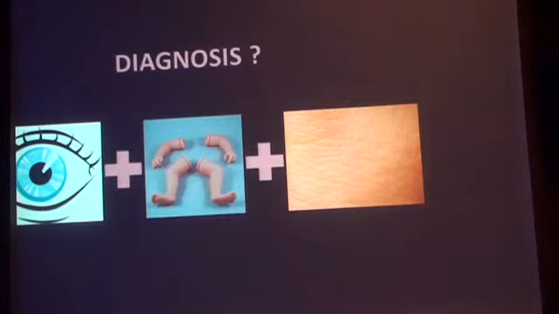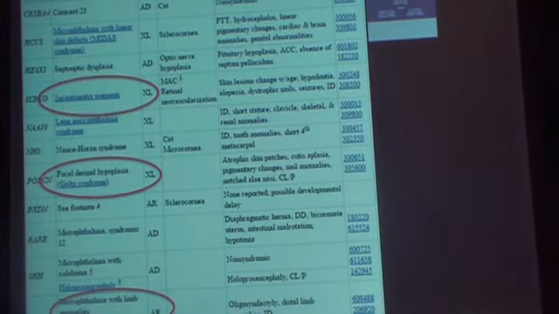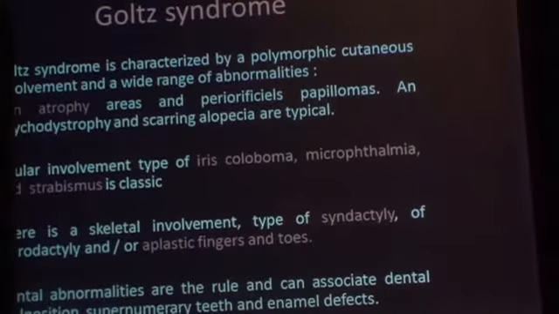It becomes a little bit complicated, but we can be helped by some books and some internet sites like Orphanet, and 3 diagnoses were most frequent, such as incontinentia pigmenti, because the patient presented suspicious lesions of incontinentia pigmenti, the GOD syndrome, and the acromelic syndrome. We will talk about it.